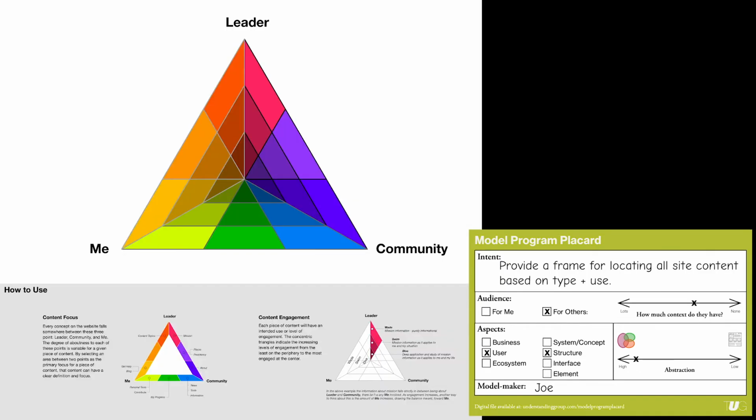This next model is a content model for a large nonprofit organization. This is the final version, but there were many sketchier versions that helped me get to this point. The intent for this model was to provide a frame for locating all of the site content based on the type and use of that content. The idea here was to make a way for people to look at a piece of content and pick a section on this triad where the content fits.